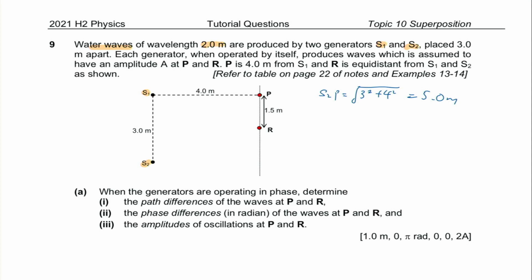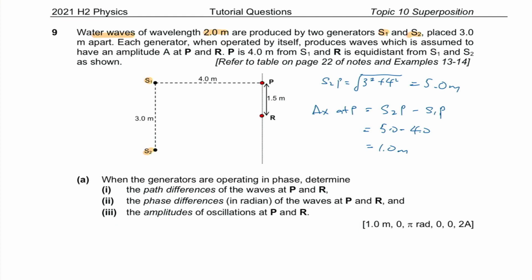So you can see this right angle triangle here, 1, 2, 3. This is a right angle. So that's S2P. Your path difference at P, let's write it as delta x at P, is equal to S2P minus S1P, and this will give me 5.0 minus 4.0, which is 1.0 meters.